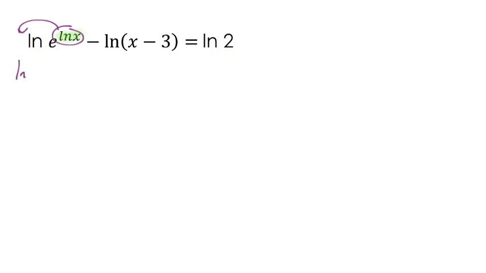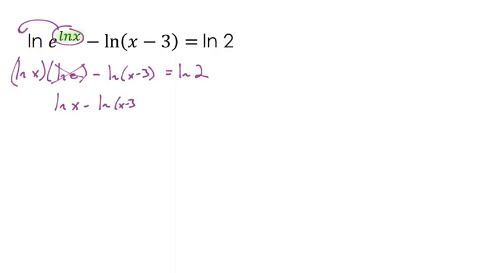So if I have the natural log of x times the natural log of e, and I'm just going to copy down the rest of this stuff, minus the natural log of x minus 3 equals the natural log of 2. Now, the natural log of e, those are inverses. So now I'm left with this: the natural log of x minus the natural log of x minus 3 equals the natural log of 2. And hopefully after watching the other videos, you're seeing that minus sign right there and saying, oh, we have a log property about that.